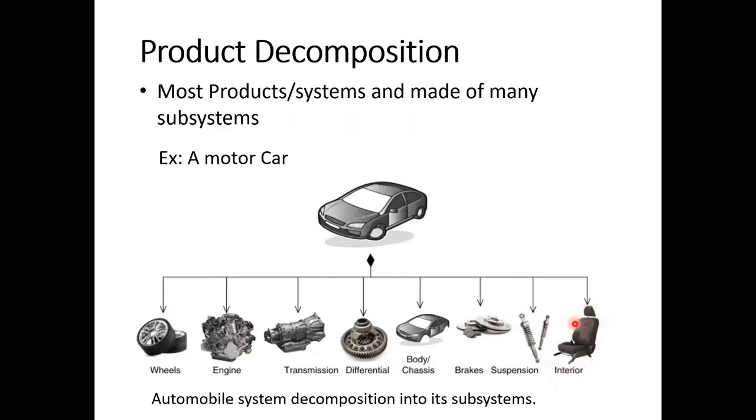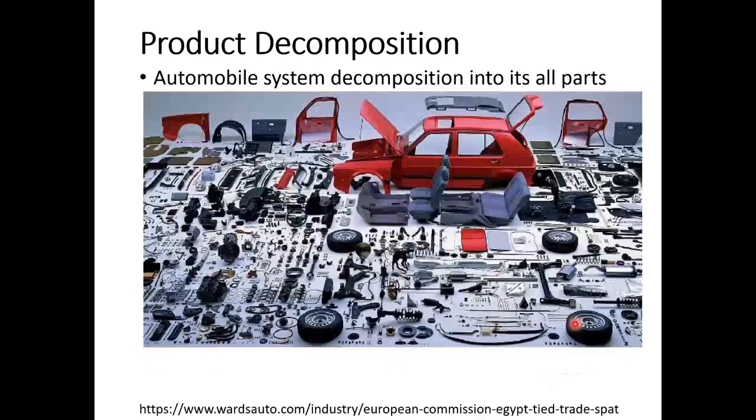So we can decompose a complex product into its subsystems. And then again, we can disassemble each and every subsystem to part level and understand how each of these subsystems work. And for example, since I took this example of a motor car, can you imagine how many parts a typical motor car would have?